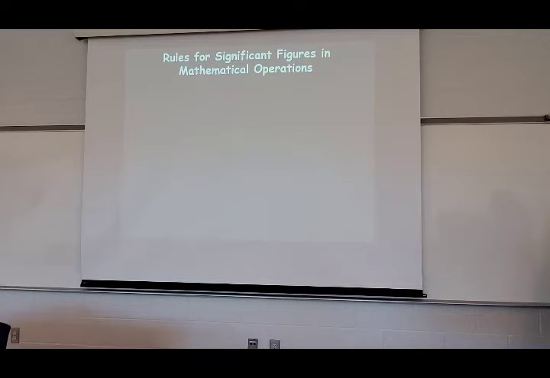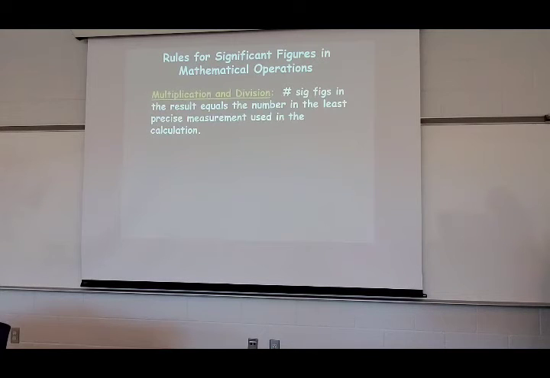All right, so now that you've reviewed that, let's go and remember what it was like to do rules when you do operations with the significant figures. There's a difference here because you have 2 rules. The first rule is the multiplication and division. The number of sig figs in the result equals the number in the least precise measurement used. Okay, so what does that mean? Use the lowest number of significant figures that is present, basically.